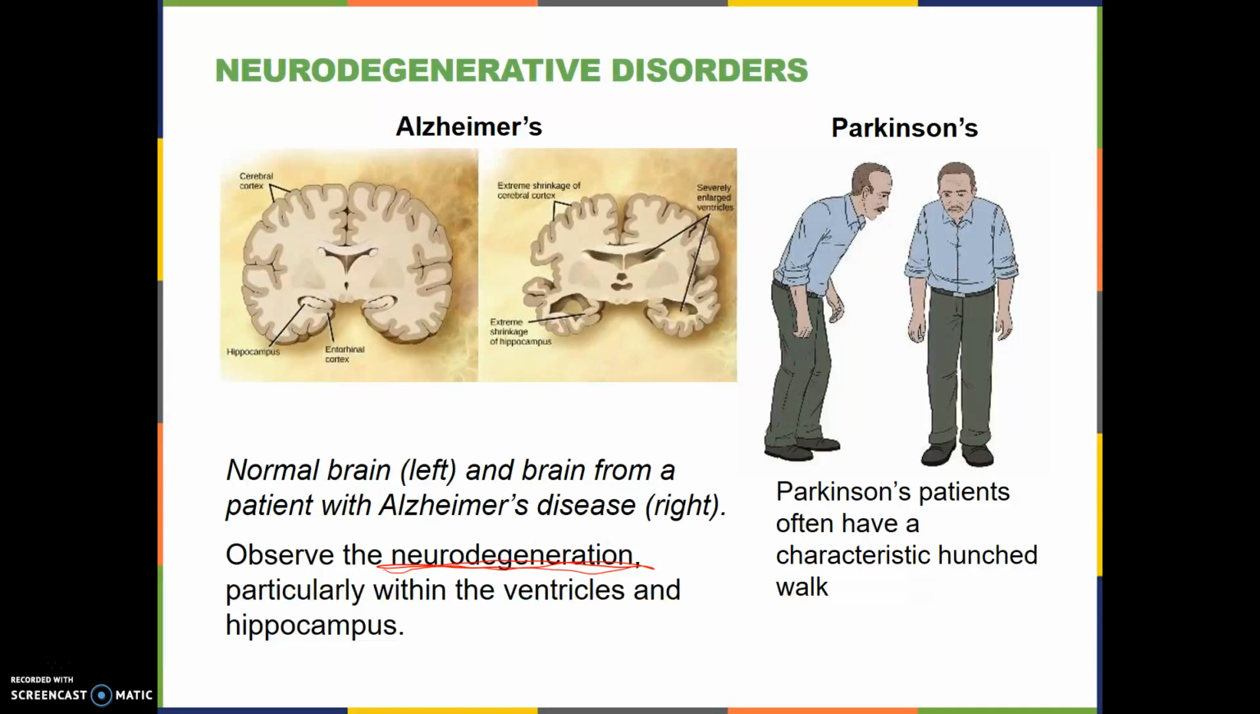Another thing to point out is that the damage to the neurons and the nervous tissue in these neurodegenerative disorders is not reversible. I mean, once the damage occurs, the neurons cannot regenerate, so it's irreversible. You can slow the progress, but you can't reverse it.